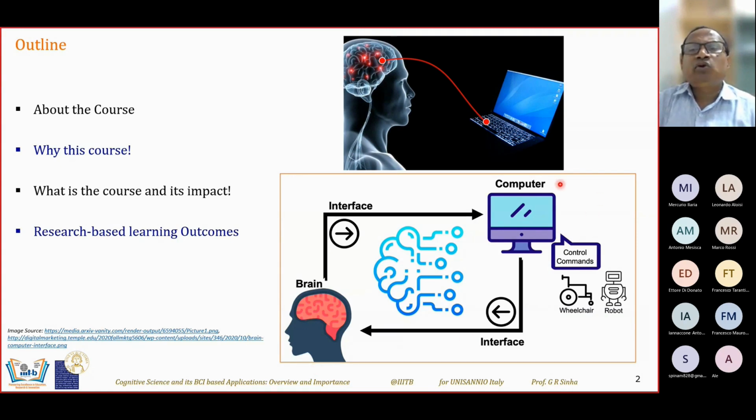Then what happens? What do we do using the BCI? And where is cognitive science coming into the picture? We will understand very soon. So what is BCI? What does it do?